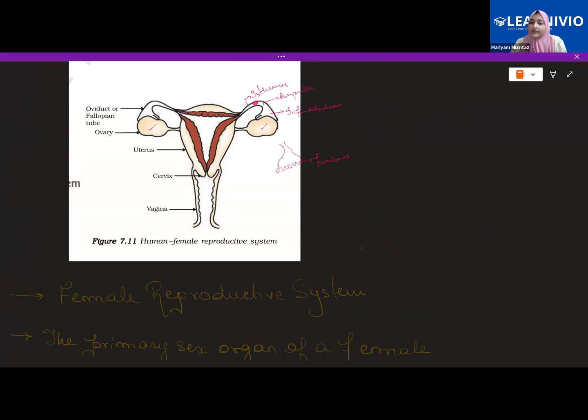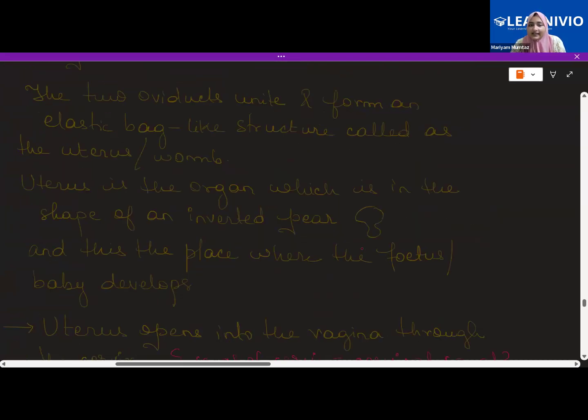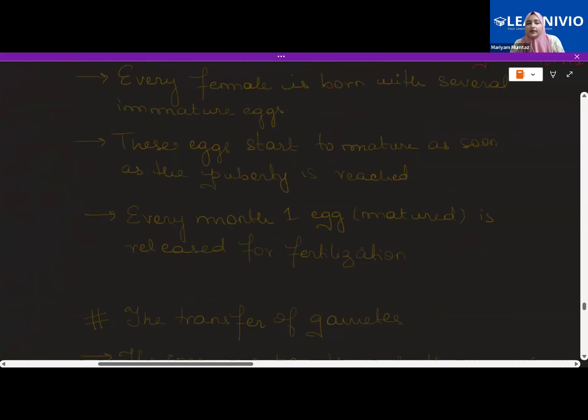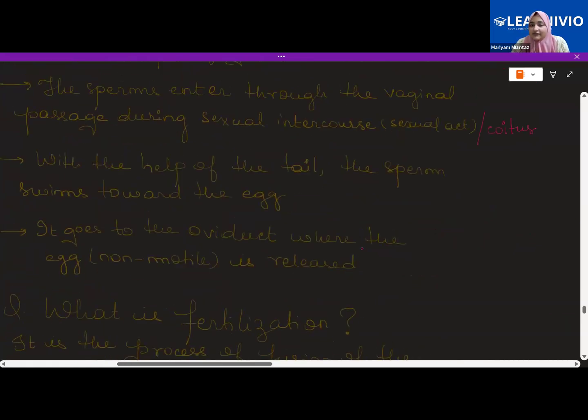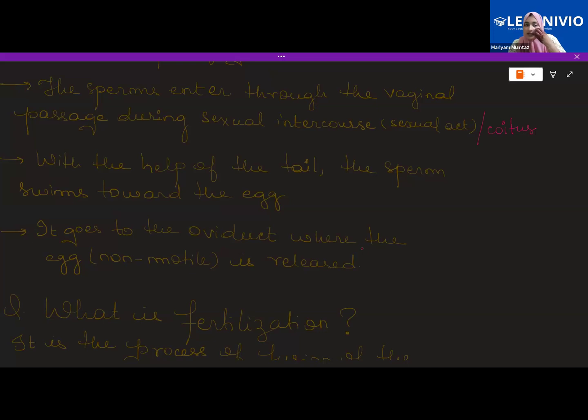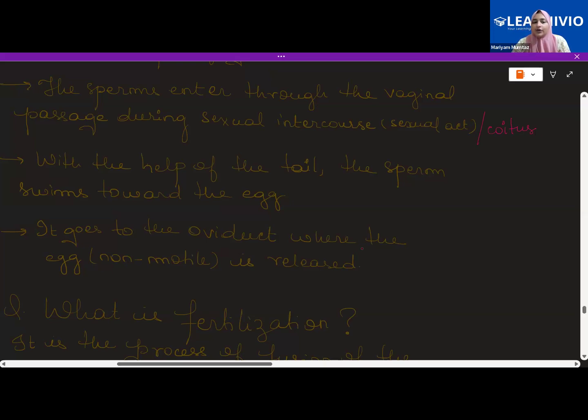Okay. And the sperm is going to reach that ampulla area of the fallopian tube. Now, once it reaches the fallopian tube, you know that the ovum cannot move here and there. Why? Because it is non-motile. It doesn't have any tail. It doesn't have any flagella which will help it to move about. So the sperm has to move towards the egg.